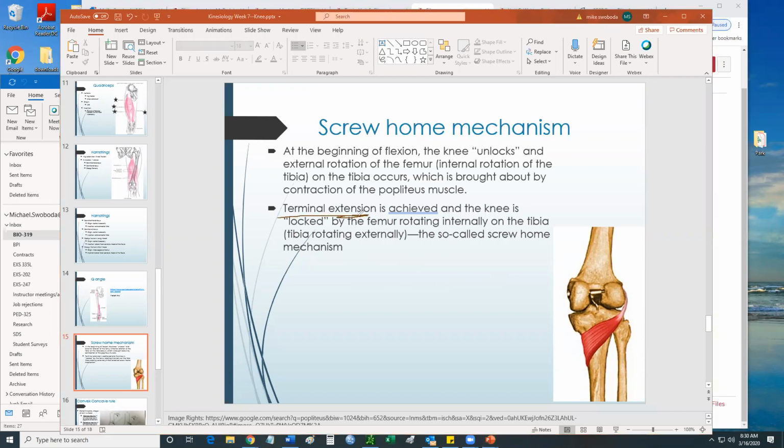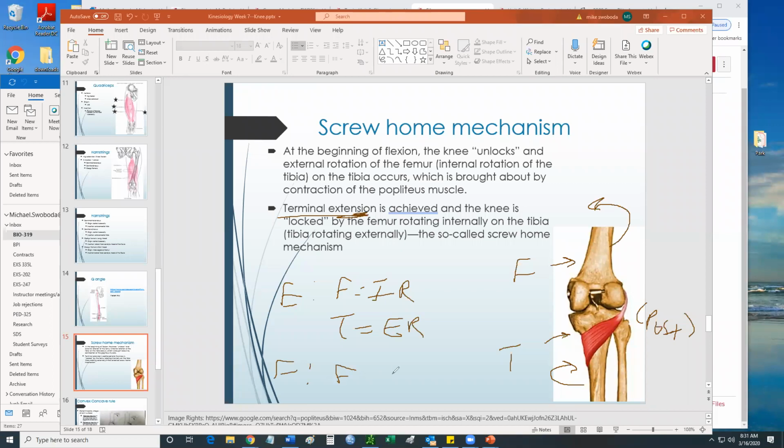So when you extend your knee all the way, so terminal extension, that means you lock your knee out. When you lock your knee out, your femur rotates internally. So here's your femur. Here's your tibia. This is a posterior view. So in full extension, your femur moves inward, or rotates medially, your tibia will rotate laterally. And that locks it into place. As soon as you start to flex your knee, this reverses. So for extension, femur has internal rotation, tibia has external rotation. For flexion, femur has external rotation, tibia has internal rotation.